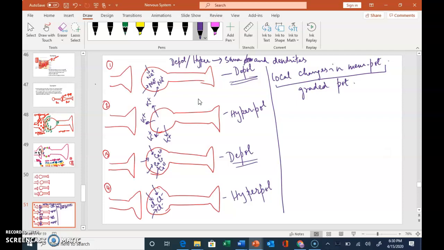So let's say there is a little bit of sodium coming in. This is resting membrane potential, this is threshold. So little sodium coming in, you might have this. So obviously you are not reaching threshold. And if you are not reaching threshold, forget about action potential, right?